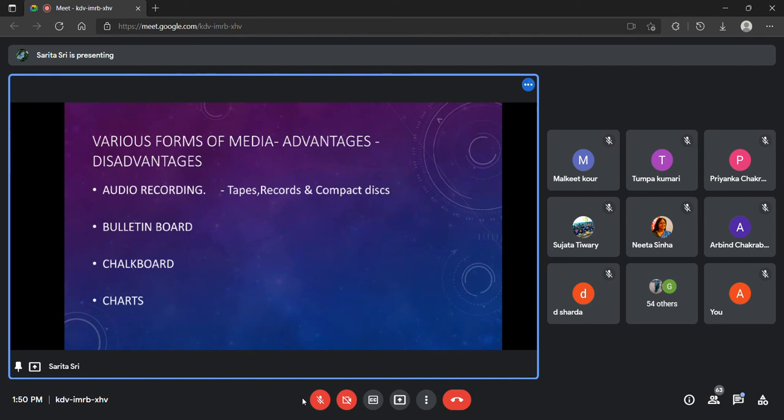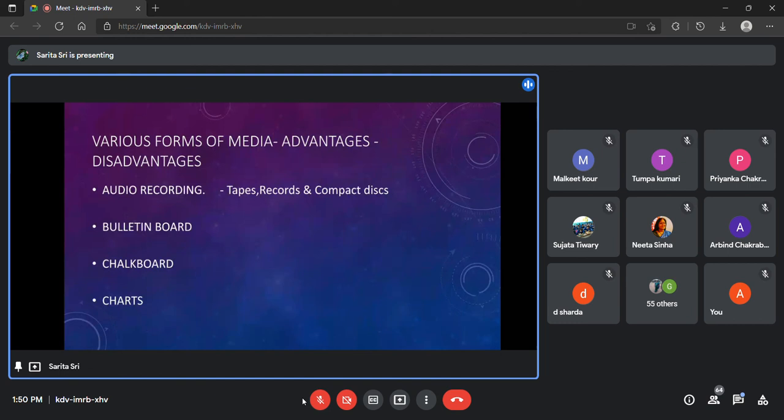Audio recording. So examples I have already told, tapes, records and compact discs, all these come under this audio recording. They may be in the form of teacher recorded, student recorded or ready-made tapes. So these audio recordings have some advantages. It improves listening skill. It is also easy to operate, and its best use is to improve speech skill.